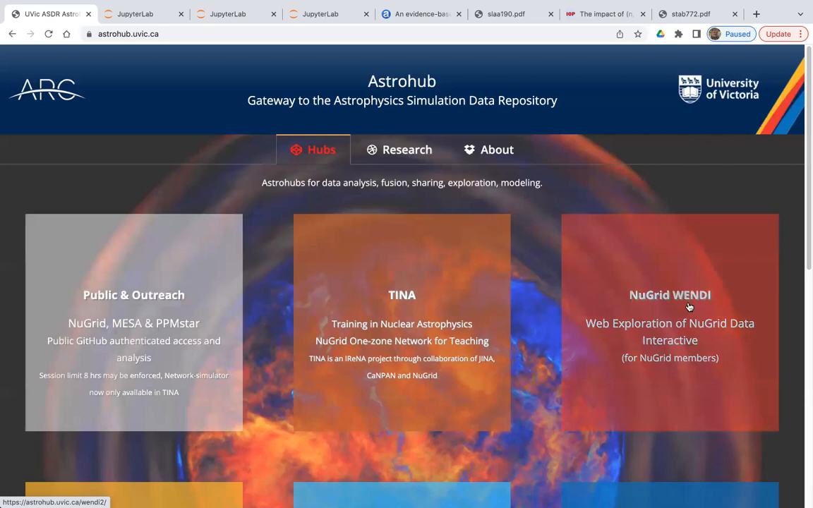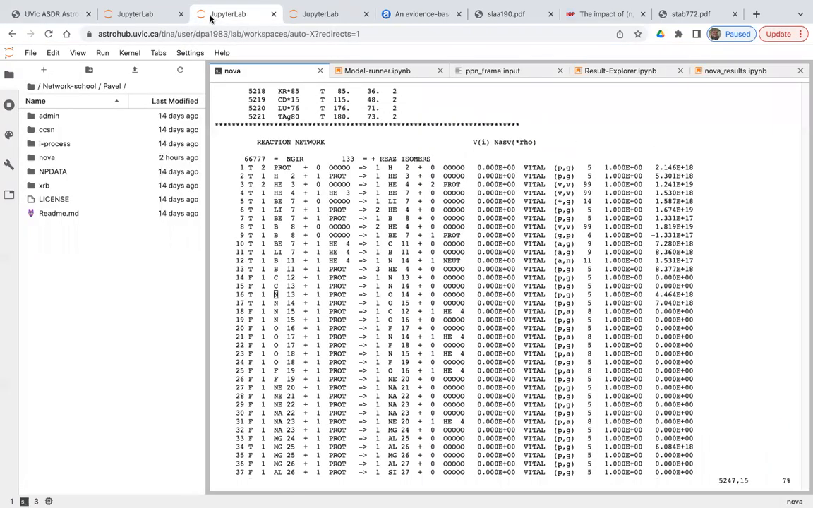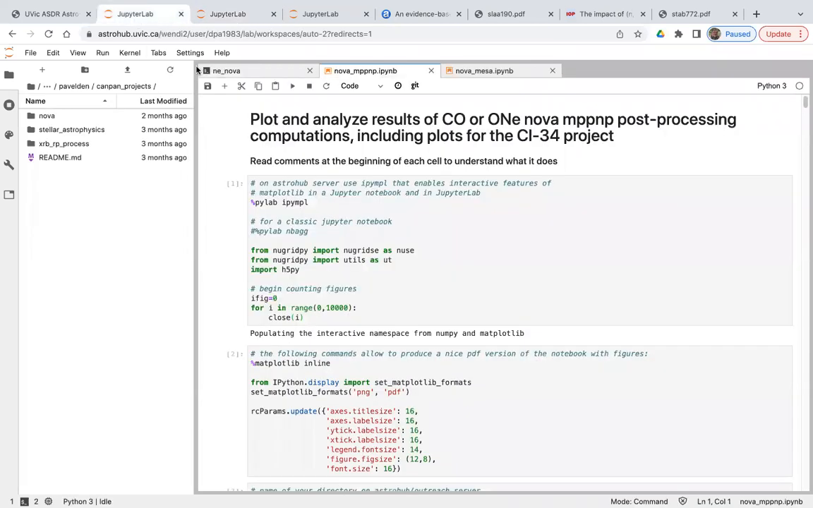Instead, I will go to NuGrid Wendy here. And so I already prepared it here. So this is the Wendy 2 server. This is NuGrid Wendy. Okay. And here on the left in the file manager, you can see the content of the CaNPAN projects repository, right?